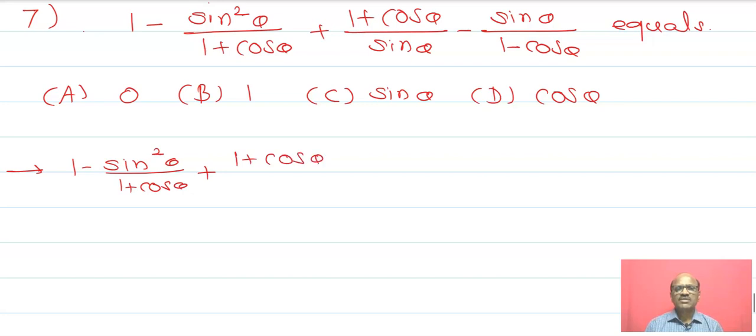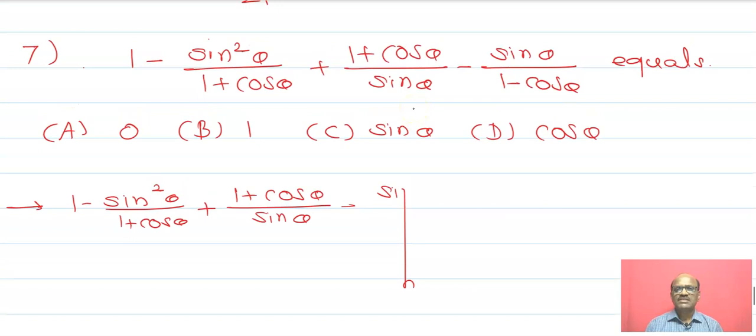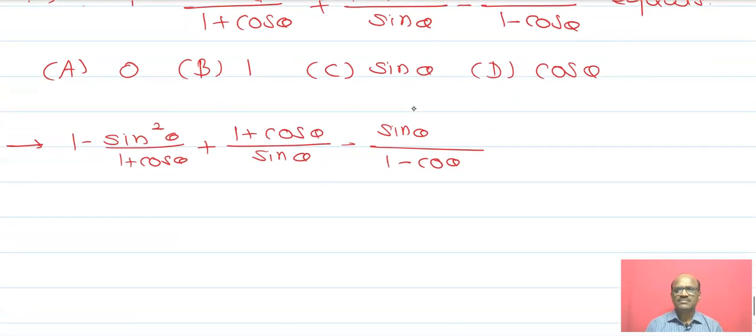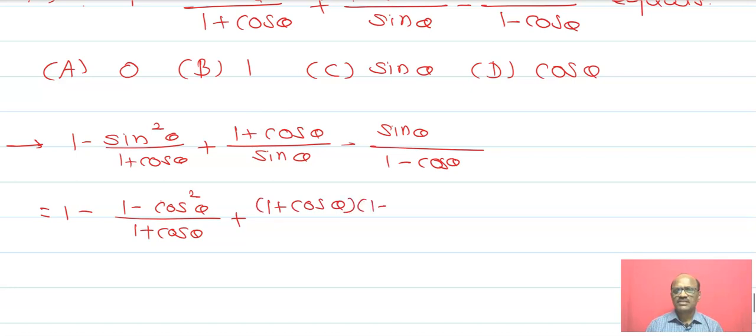Now 1 minus sin square theta upon 1 plus cos theta plus 1 plus cos theta upon sin theta minus sin theta upon 1 minus cos theta. Now we'll simplify here. 1 minus, what is the sin square theta? 1 minus cos square theta upon 1 plus cos theta plus 1 plus cos theta upon sin theta.